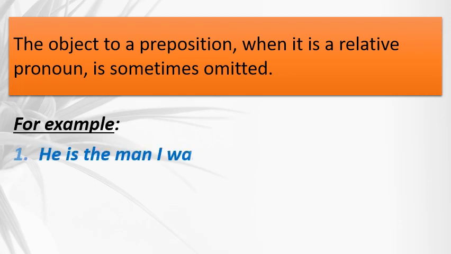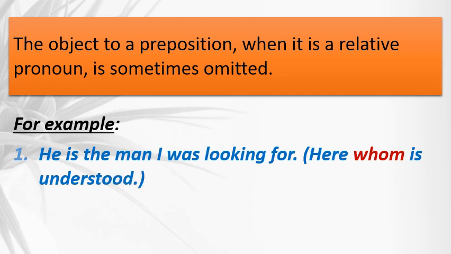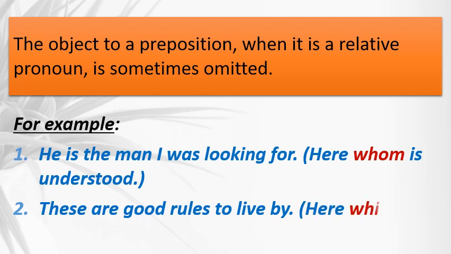Number 1. He is the man I was looking for. So as you can see, here whom is understood and it is a relative pronoun, so there is no need to write it. We can say it like this also: he is the man whom I was looking for. So here whom is understood, so that's why we are omitting it. Same with example number 2: these are good rules to live by. So here which is understood and it is a relative pronoun, so no need to write it.